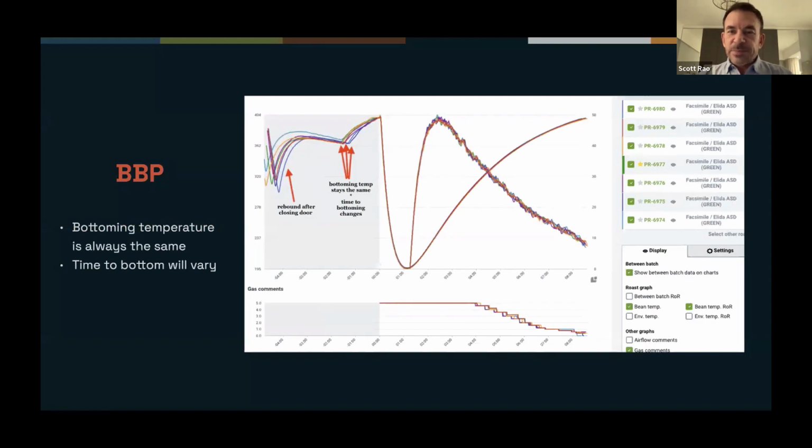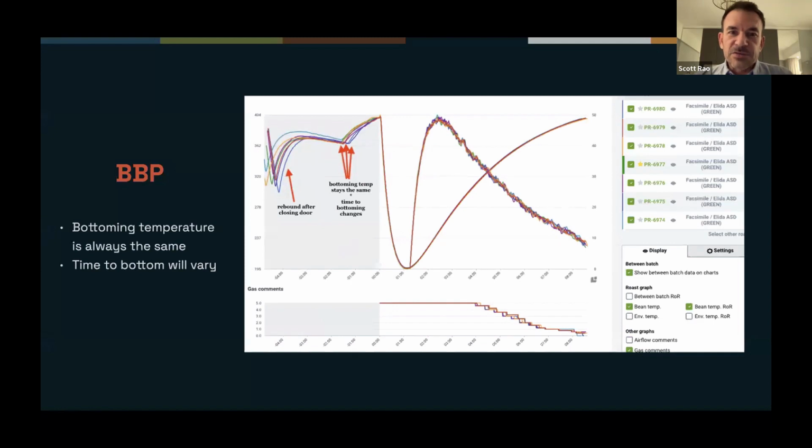This is another example of a successful BBP. And the gray shaded area on the left of the graph is the BBP section. So several years ago, I asked Cropster to create the option to see the BBP in a graphical format, and they happily obliged, and this has been really useful for everyone. During the BBP, you can see the door open and close because you see the temperature drop very quickly and then rebound sharply. And then after the temperature has rebounded, you see a very slow decline in the temperature.